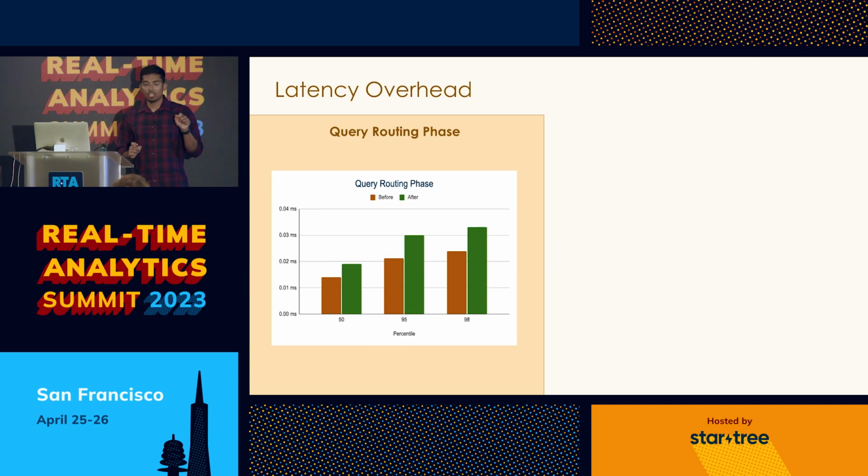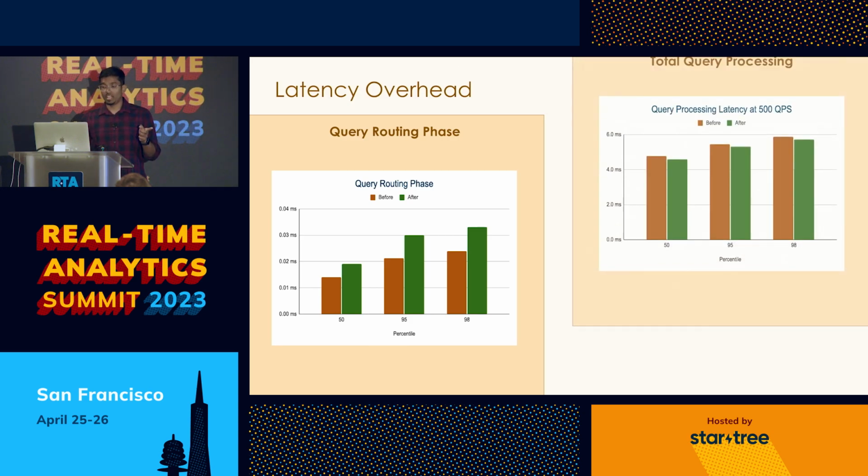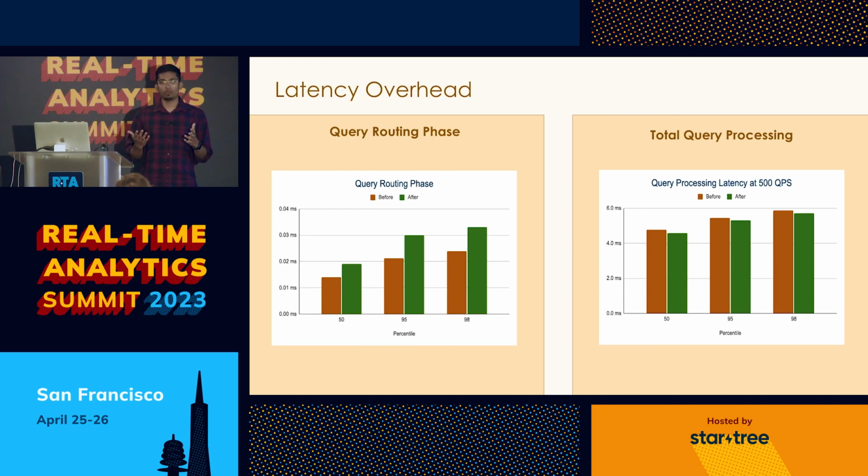And we see that before we had this algorithm in place, we saw some latencies in the order of 0.01, 0.02 milliseconds. And when we brought this algorithm into the system, the overhead is not much. It is in the order of 0.01 to 0.02 milliseconds extra. But the good thing is, when we observe the total query processing time, that is the total time taken from when that query is received till the results are given back to the user, we did observe that the total time came down a tad bit.